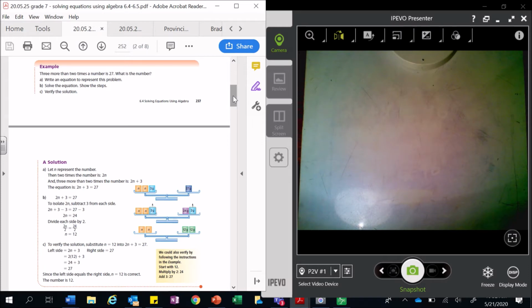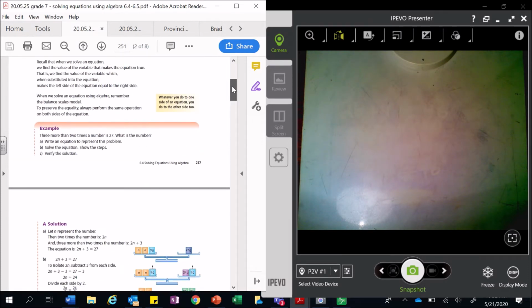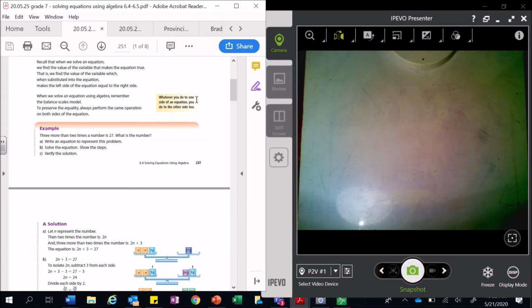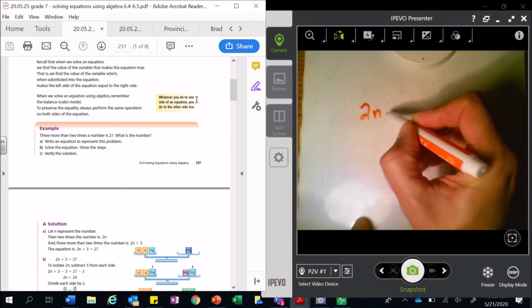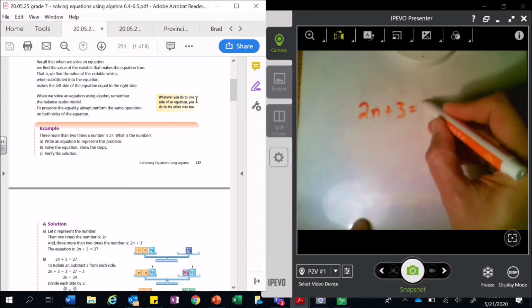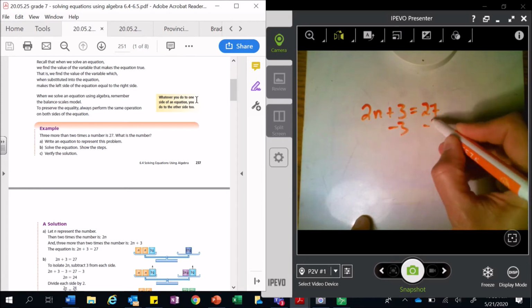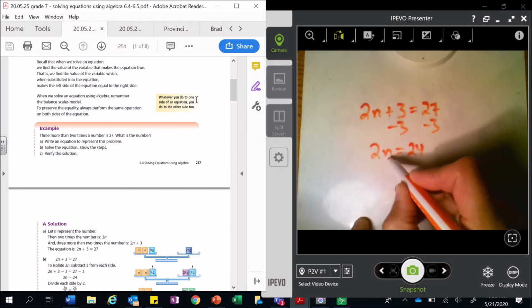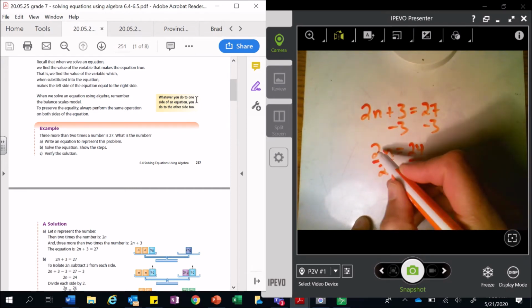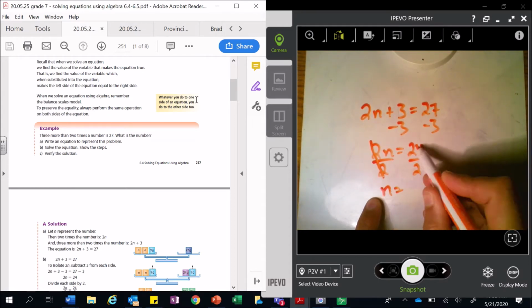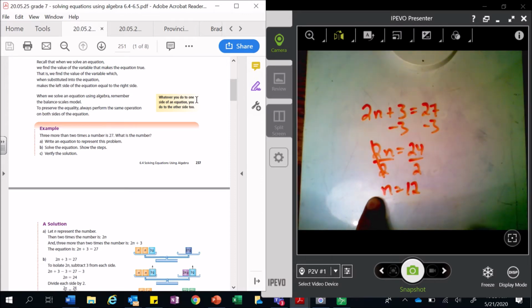Okay, let's take a look at 3 more than 2 times a number is 27. So let's do what we did first. 3 more than 2 times a number. So 2 times a number and 3 more equals 27. Okay, well, let's get rid of the 3. Now we have 2n equals 27 minus 3. 2 times n, the opposite is divided by 2. That cancels out. 24 divided by 2. There we go. We figured out it's 12.